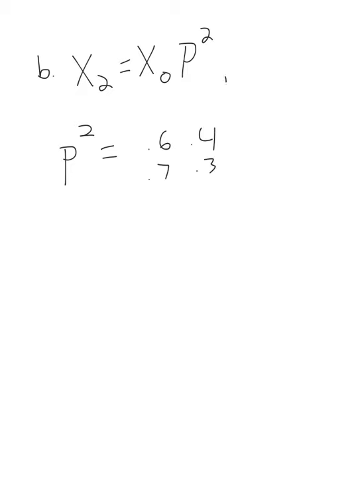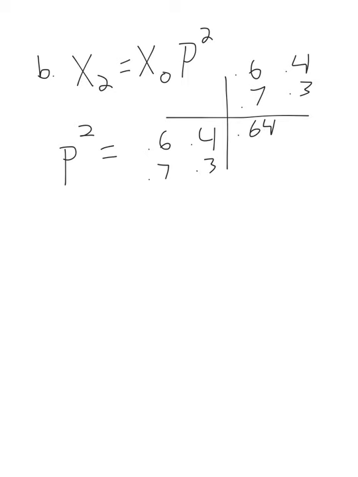Okay, so we were doing x sub 0 times p squared. So first thing you've got to do, find p squared. Okay, so that was p times p, which if you remember, p was this. We'll multiply that by itself. So 0.6 times 0.6 is 0.36. 0.4 times 0.7 is 0.28. Add those together, that's 0.64.